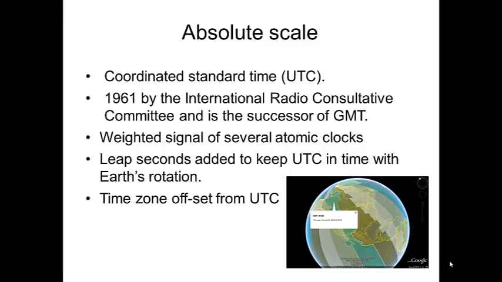Are you interested in the time in relation to, say, dawn and dusk, or are you interested in the absolute time, exactly the same time, whether it's day or night in different parts of the planet?